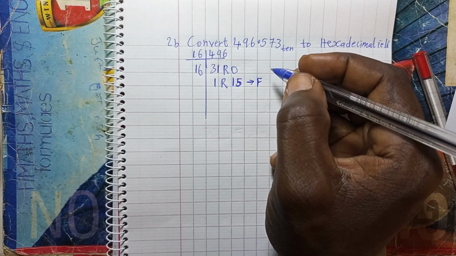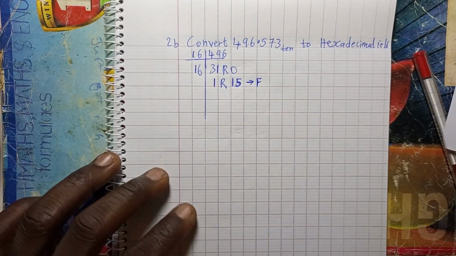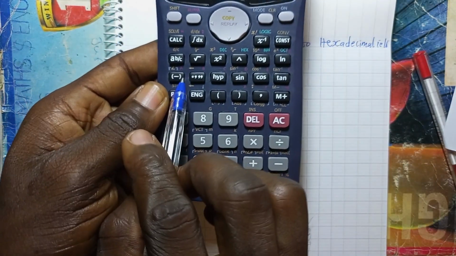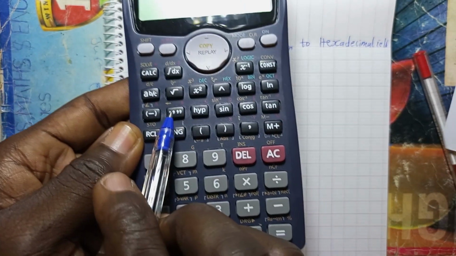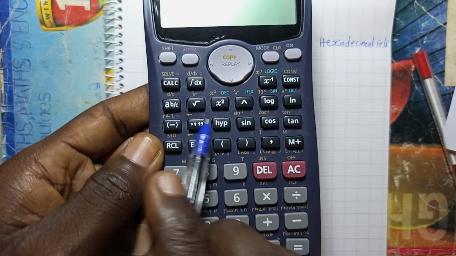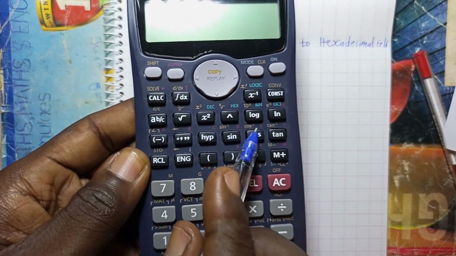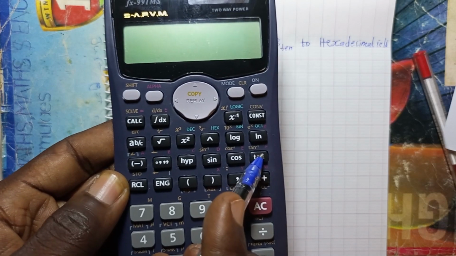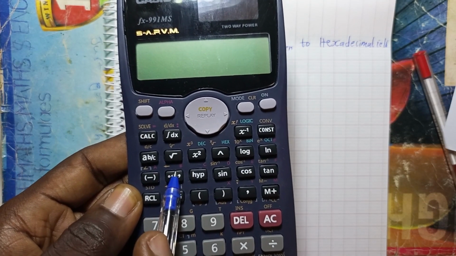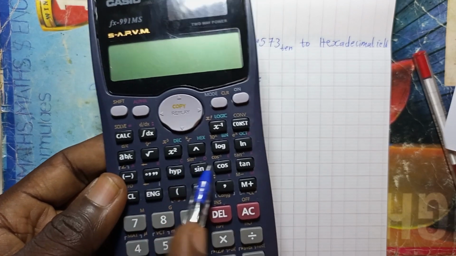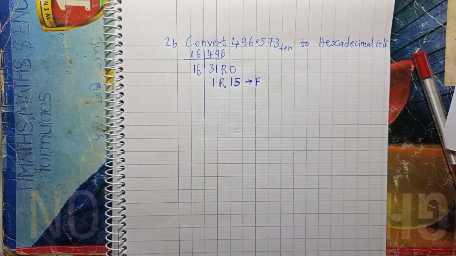15 is equivalent to F. In your calculator, you have something like this, if you look at it very well, we have some values here where they wrote A, B, C, D, E, F. You can use it in calculating number bases. A is 10, B is 11, 12, 13, 14, 15. So F here is 15.